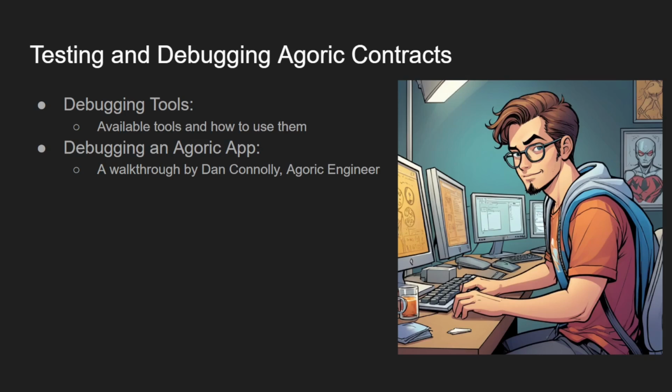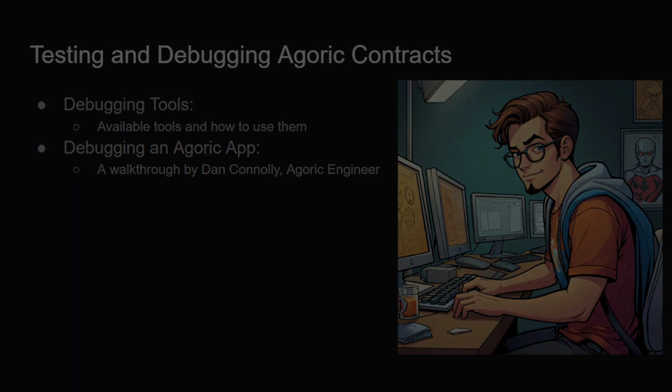And read eval print loops, an interactive shell that allows you to evaluate JavaScript code in real time, can be very helpful as well. To fully understand the process of debugging in Agoric DApp, let's drop in on a weekly developer office hours session hosted by Agoric engineer Dan Conley.